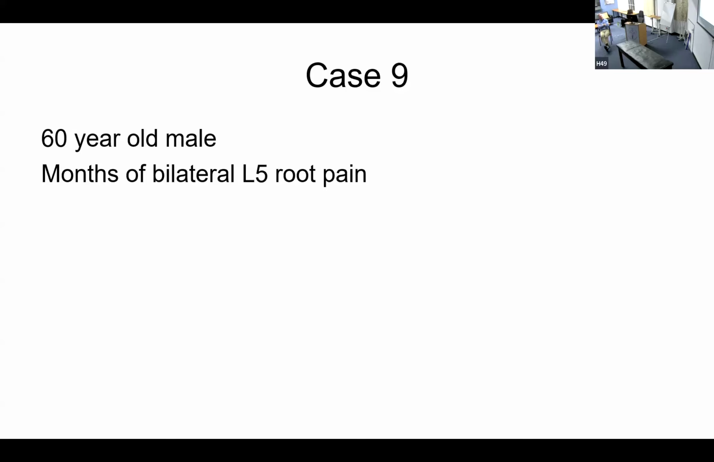Okay. 60-year-old male, months of bilateral L5 nerve root pain. So what are you thinking? Bilateral. So my thinking is probably central disc. Could be central. Yeah. It's unlikely for a central disc to catch both L5s without causing a cauda equina or more central, like S1 symptoms.